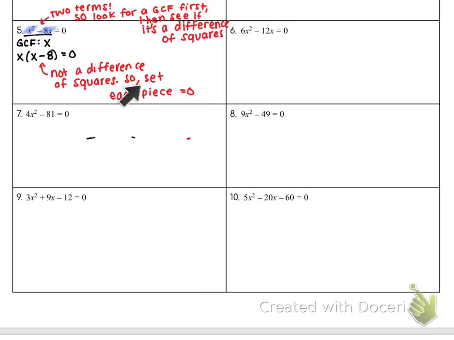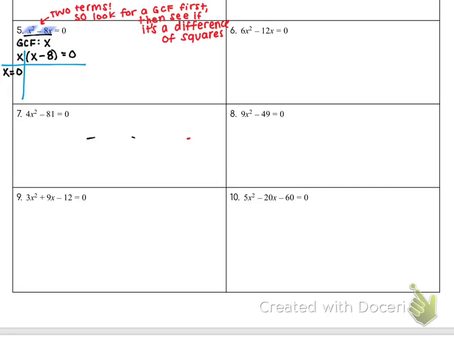First we're going to look for a difference of squares. Okay, there's not a difference of squares in here. This is not a squared term, and we can't evenly divide that. So in this case, we're going to split it up and set each equal to 0.